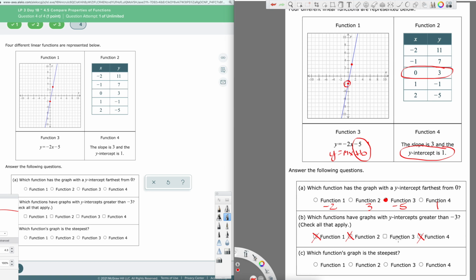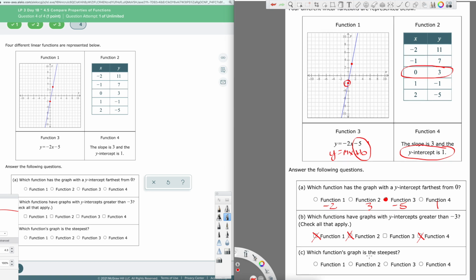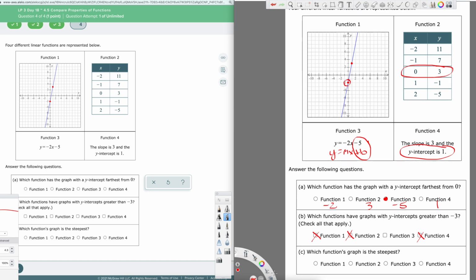And then which function's graph is the steepest? So this one's actually pretty different compared to the ones we did in class, because we didn't answer this question. A lot of the time they've been doing this one based on slope. So if I want to know which one's the steepest, I need to know the slopes.